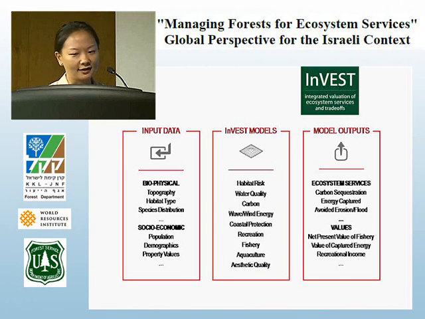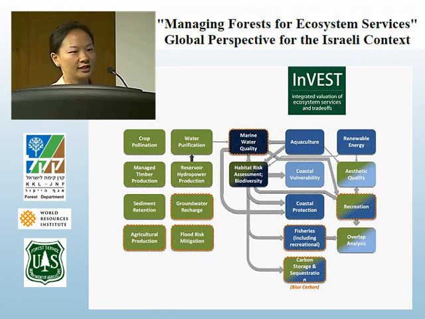And after the model processes it, either by itself or as part of the ArcGIS toolbox, you get outputs as maps in terms of biophysical terms such as tons of carbon sequestered, or economic terms such as the net present value of the sequestered carbon. And you can also use this tool at a local, regional, or global scale.